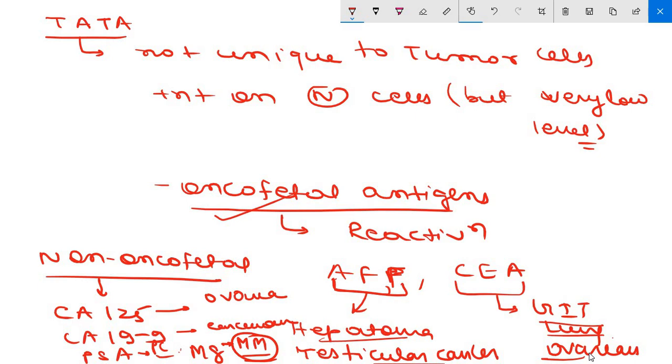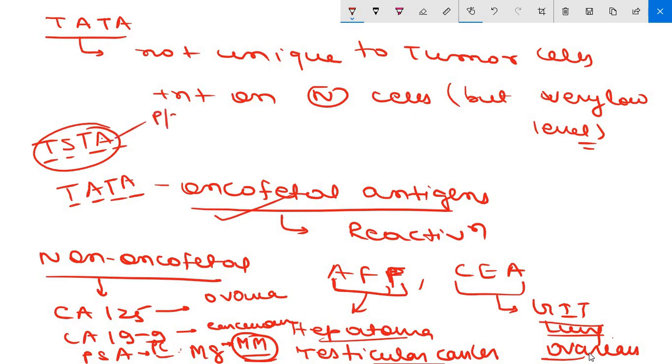So these are the tumor associated transplantation antigens. We have discussed two antigens, that is TSTA, tumor specific transplantation antigen. Then we have discussed TATA, that is tumor associated transplantation antigens. Getting? In this we have differentiated between physical, chemical, and viral antigens. Clear? So this is the general introduction. Now we will look at the immune response against tumor cells.